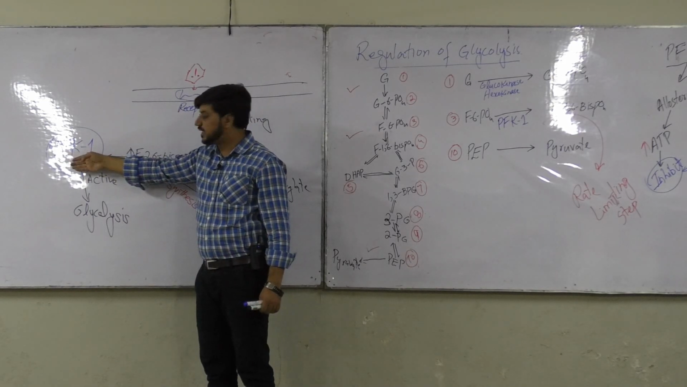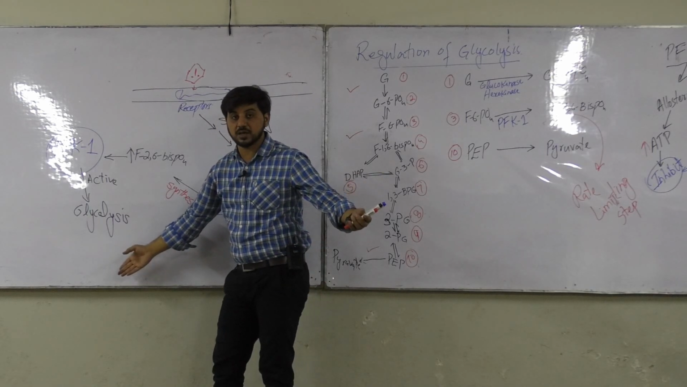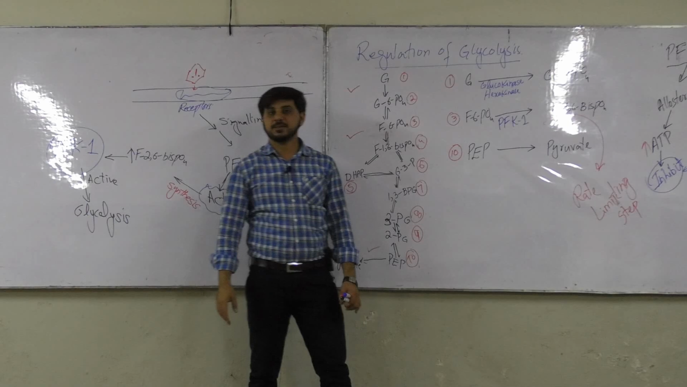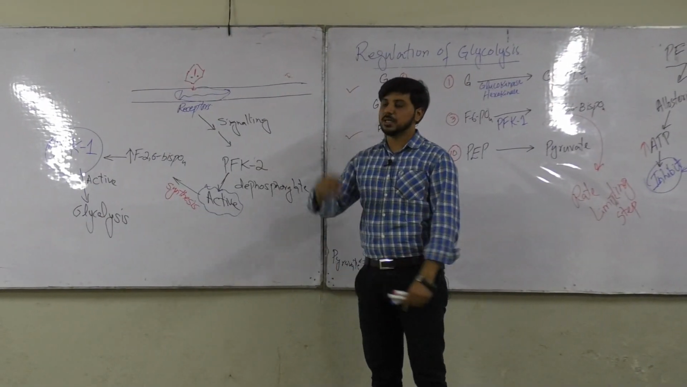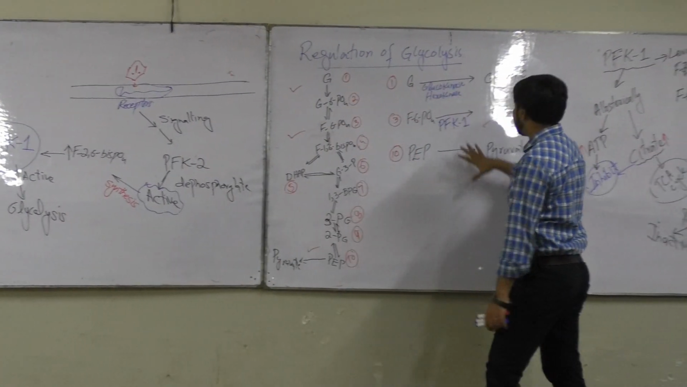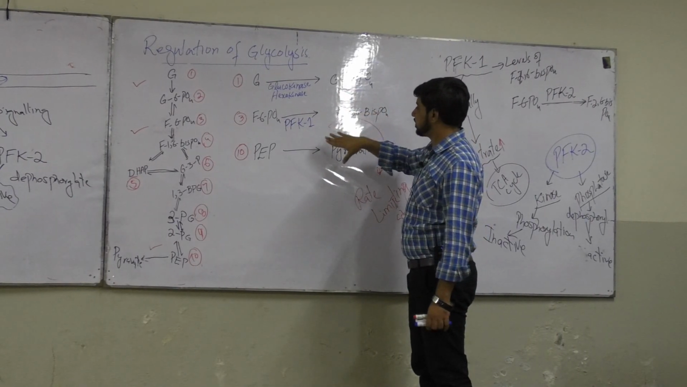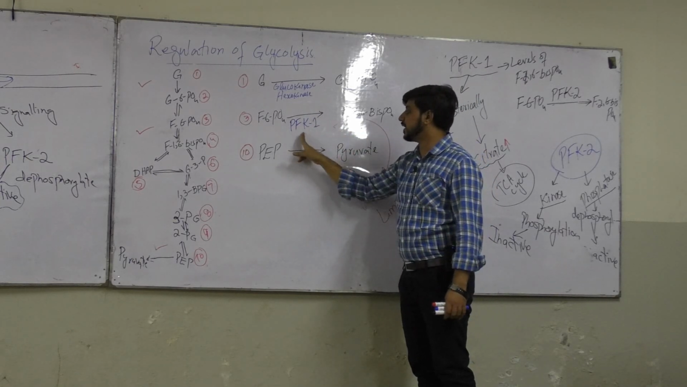When it is inhibited, there will be no glycolysis. And if no glycolysis, then what happens? Then there will be the activation of another enzyme, which we name fructose 1,6-bisphosphatase. And after the activation of that enzyme, gluconeogenesis will start. So this was the regulation at the third chemical reaction with the help of phosphofructokinase 1.